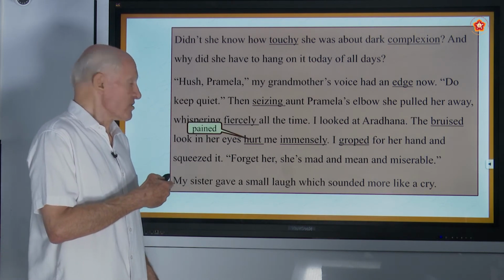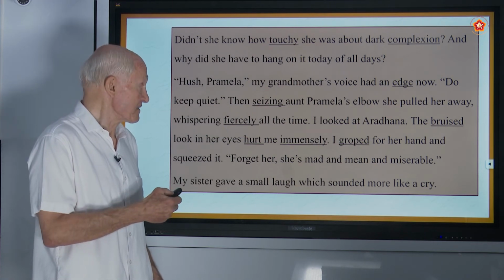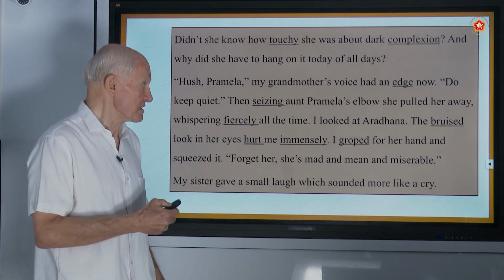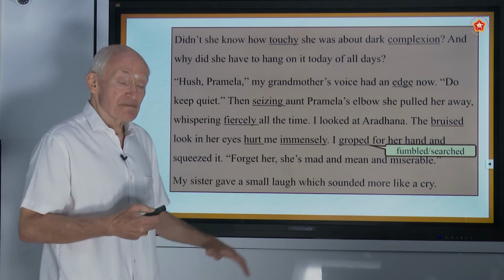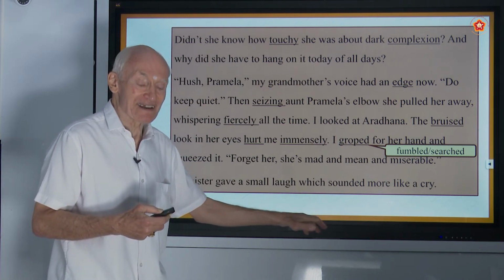And so, of course, Simi was pained by this. It pained her immensely, greatly, that the aunt was like that. She was really pained in her heart. She felt really bad. She wanted to cheer up her sister, so she reached over, groped her hand, and squeezed it.